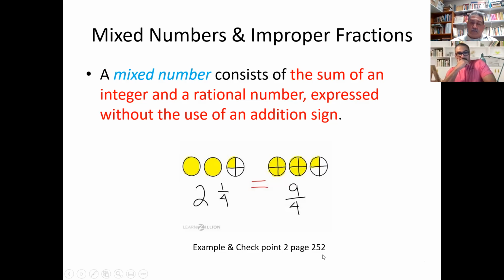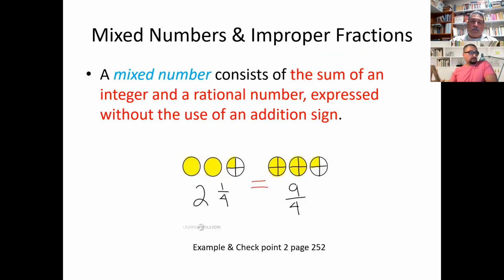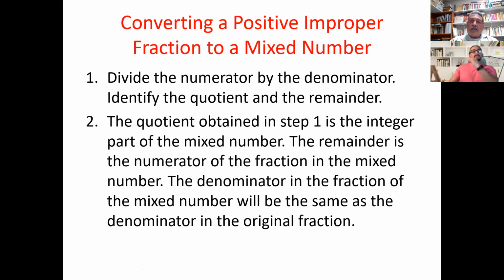I think we did that, page 252. Okay. Converting a positive improper fraction to a mixed number. In other words, we are doing the opposite one. You divide the numerator by the denominator. You find the quotient and the remainder. The quotient that you got in step 1 is the integer part of your mixed number. The remainder is the numerator, and the denominator will stay the same. Before, we went from a mixed number to an improper fraction. Now we want to go from an improper fraction to a mixed number.